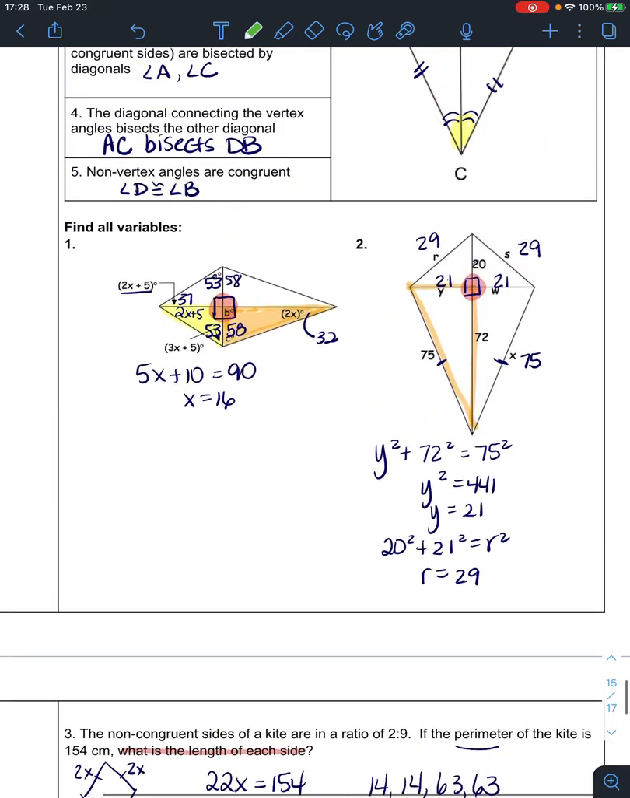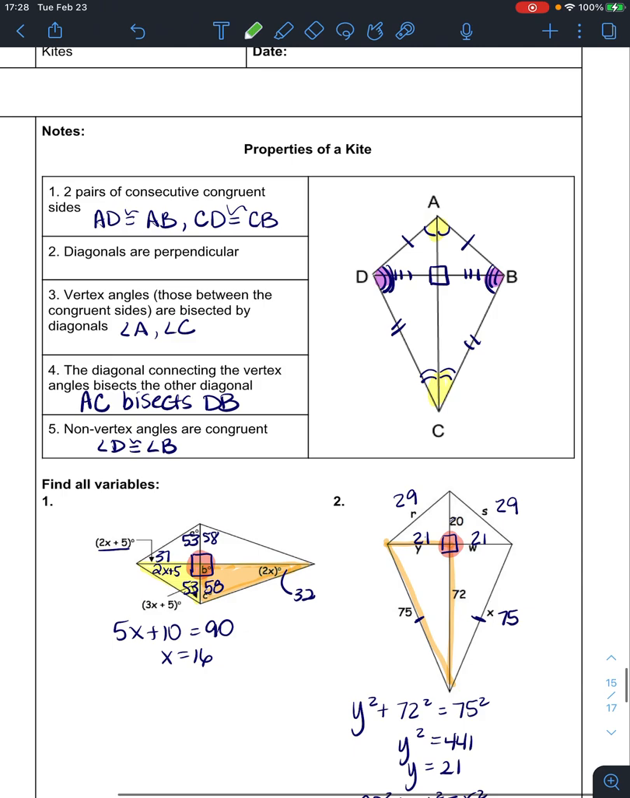So a kite, remember the properties of your kites. You've got no parallel sides. Your consecutive sides are congruent, but not your opposite sides. Your diagonals are perpendicular. Your vertex angles are bisected, but your non-vertex angles are not. Your non-vertex angles are congruent, but your vertex angles are not. And then the diagonal connecting the vertex angles bisects the other diagonal. So those are the qualities that you need to know to be able to set up and solve problems for a kite.